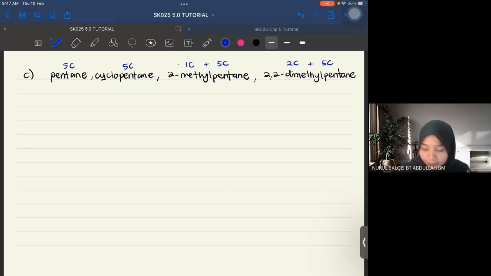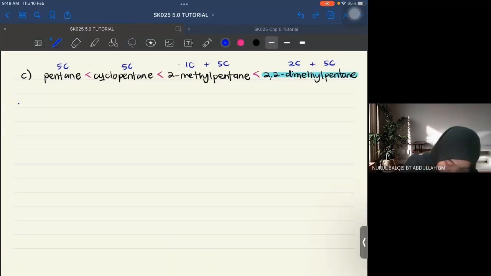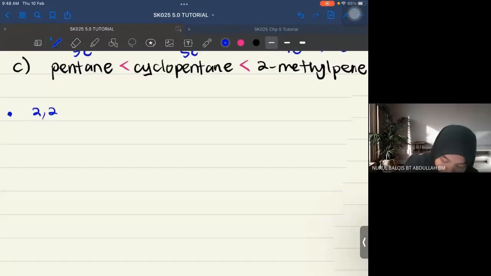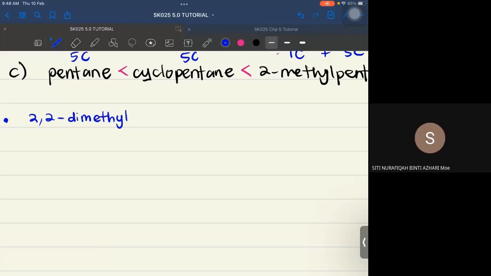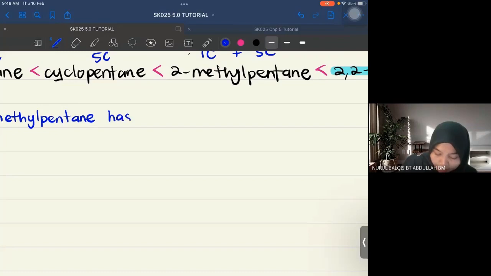Okay, sekarang ni arrange the following compounds according to increasing boiling point trend. Siapa yang paling tinggi boiling point awak rasa? So dia punya strand macam ni. So sekarang kita nak cerita. Macam mana kita nak cerita? Okay, so this 2,2-dimethyl pentane, apa jadi kat dia? Boiling point dia macam mana? Paling tinggi ke paling rendah? Has the highest boiling point.